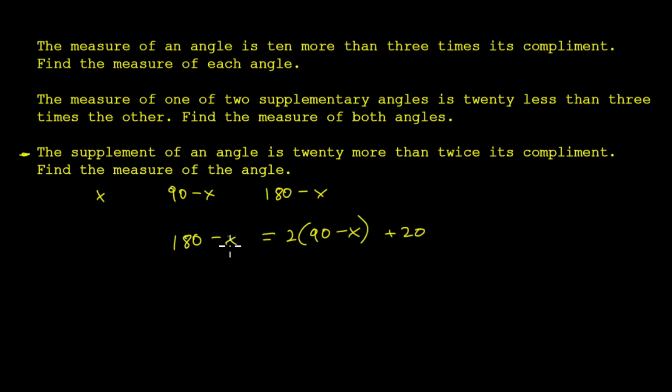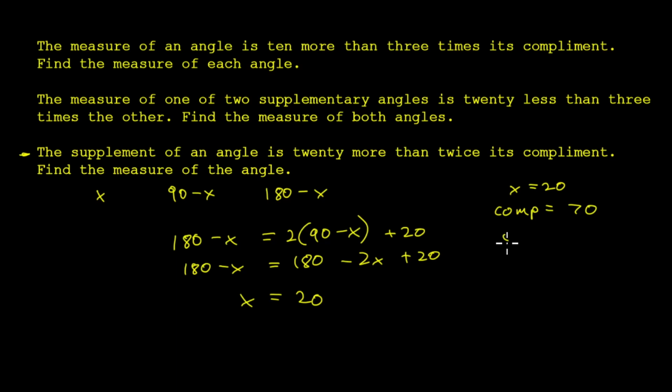The supplement of an angle, 180 minus x, equals 20 more, right here, than twice its complement, 2 times 90 minus x. So 180 minus x equals 180 minus 2x plus 20. Moving over the 2x here, we get x. 180 minus 180 is 0, plus 20 is 20. So now if x is 20, then the complement equals 70, and the supplement equals 160. So the supplement of an angle, 160, is 20 more than twice its complement, or 2 times 70. 2 times 70 is 140, plus 20 is 160.